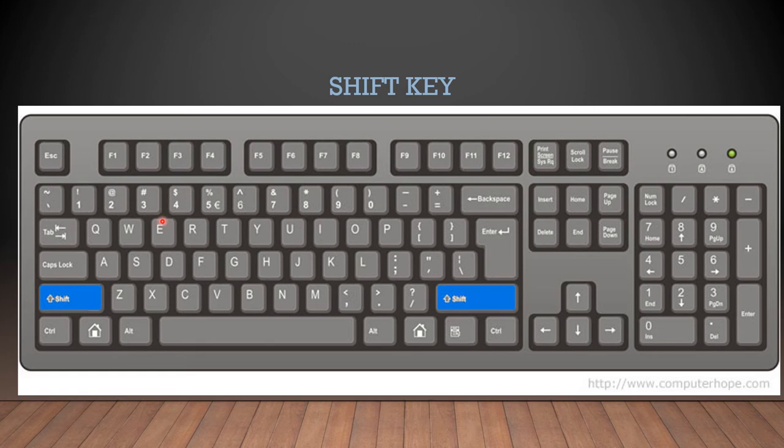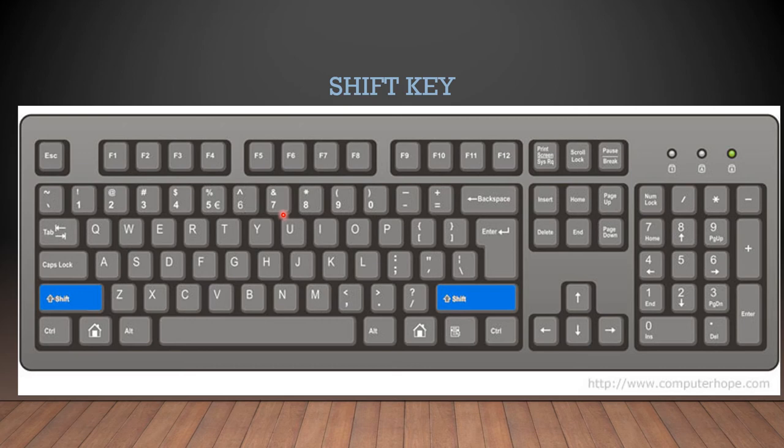Many keys have two symbols on them. Many keys have two symbols like this: 2 and at the rate, 3 and hash, 4 as dollar. So many keys have two symbols, not only one, not alphabets. There are numbers also and then symbols also. One on the lower part and one on the upper part. This 1, 2, 3, 4, these are the lower part. And the upper part, at the rate, star, brackets, these are the upper part.